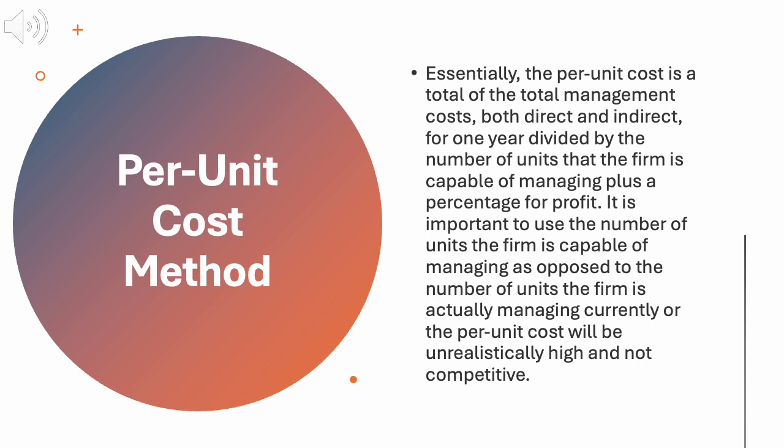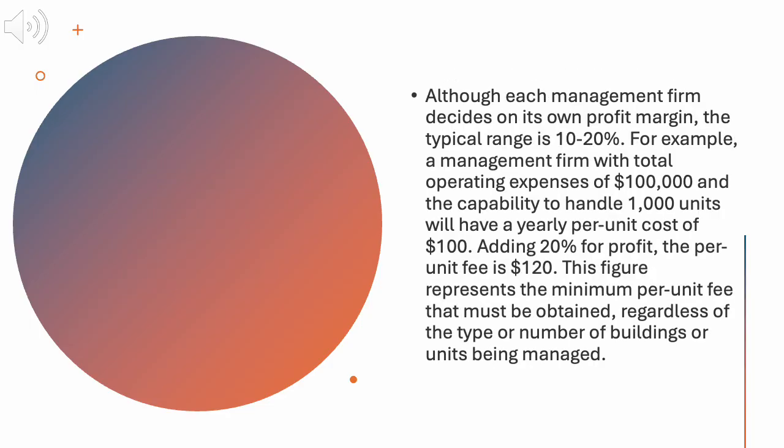Essentially, the per unit cost is the total of the management costs, both direct and indirect, for 1 year divided by the number of units that the firm is capable of managing, plus a percentage for profit. It is important to use the number of units the firm is capable of managing as opposed to the number of units the firm is actually managing currently, or the per unit cost will be unrealistically high and not competitive. Although each management firm decides on its own profit margin, the typical range is 10 to 20%.